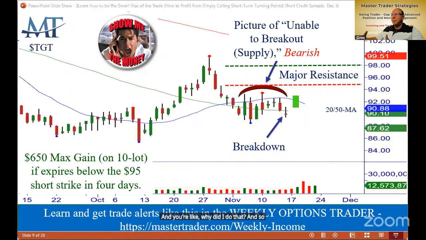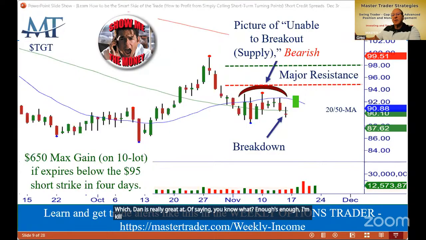And so there's this element of just letting it do whatever it's going to do because you got your stop in and so on. With a credit spread scenario, there's that fine line that if I let it go and do whatever it's going to do, it's going to kick my freaking ass because of reward to risk. So you have to learn this balance, which Dan is really great at, of saying, you know what, enough's enough. I'm killing it. I'm going on to the next trade. And it's something that you really have to learn.